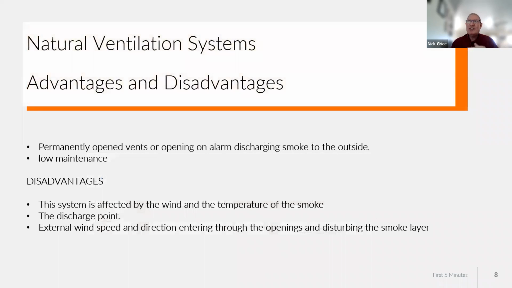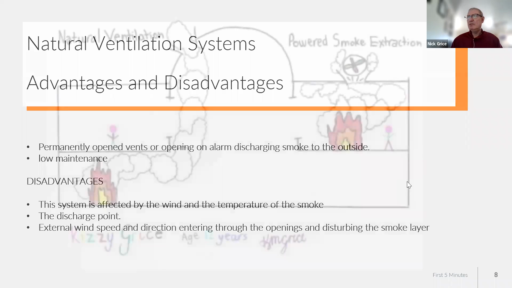Natural ventilation systems, then, they're very cheap. They're permanently open, or they can open on alarm, and they're very low maintenance. The thing is, do you know where the fire is going to be when they open? Do you know how fast the wind's blowing? Do you know which direction the wind's coming in from? Because it can blow smoke back into the building. But they're very, very cheap to run.